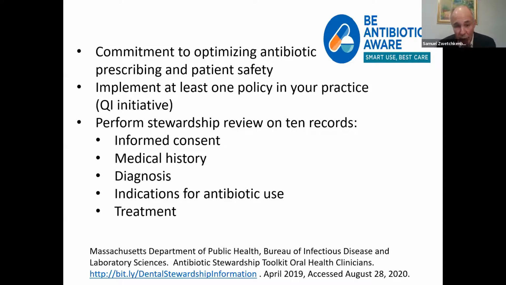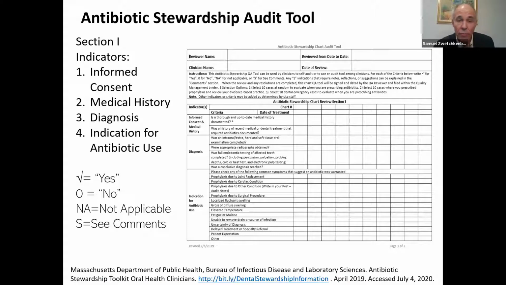So what this gives you the opportunity to do is a self-audit, to go through 10 patient records and look at several items that are listed here. I'll take a minute to walk you through this. If you go to this website, you open up the tool, you can download these sheets, and it has sections on informed consent, medical history, and then in the diagnosis, it asks you about your diagnosis and radiographs and what was done, and it asks you to review the indications for antibiotic use. I'll give an example in a second.